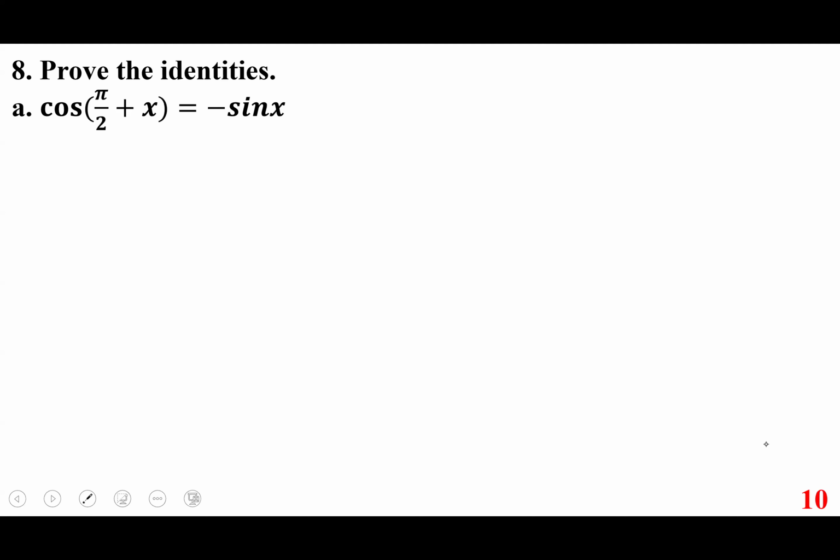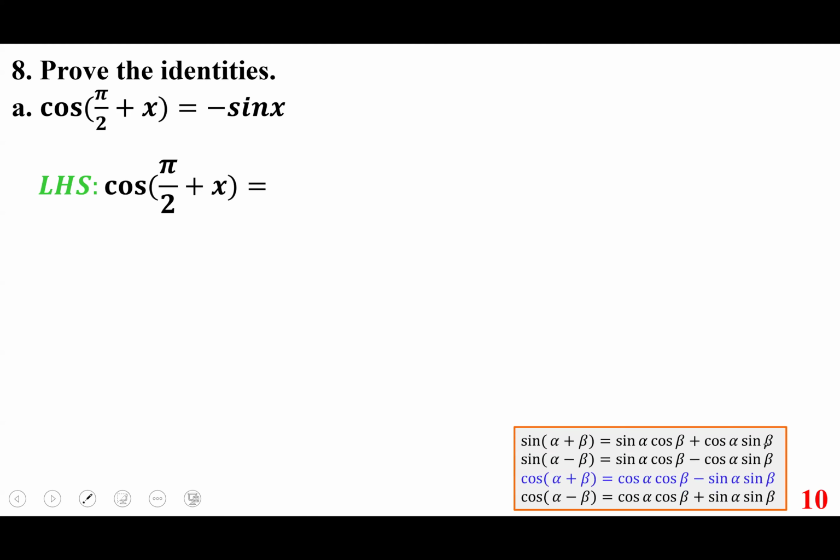Prove the identities. You start with the more complicated side, which is the left-hand side, and we are going to write the identities that we know: sine of alpha plus beta, alpha minus beta, and so forth. Because this is cosine of pi over 2 plus x, we're going to use cosine of alpha plus beta. This is the one that we are going to use. Cosine alpha, cosine beta, cosine of pi over 2 cosine x, minus sine alpha, sine beta, sine pi over 2 sine x.